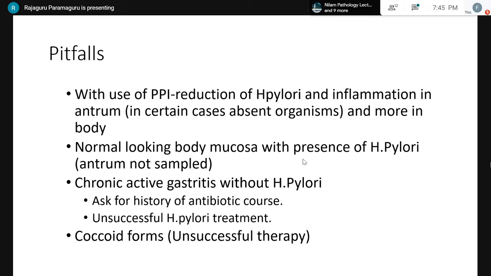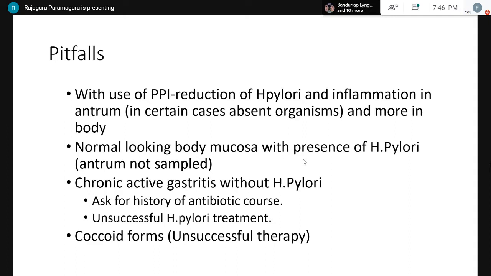But if you are having an antral mucosa, again, the organism might not be present, but you can see the other punches for inflammation and presence of organism. The next is the organism is not present, but you are having chronic active gastritis. That might be the case when the patient is taking antibiotics for some other disease. Or the treatment for H. pylori has been started and the treatment is unsuccessful. So still the inflammation persists, it is an unsuccessful treatment. So only the absence of organism doesn't prove that it is a successful treatment. Even the inflammation has to be absent.